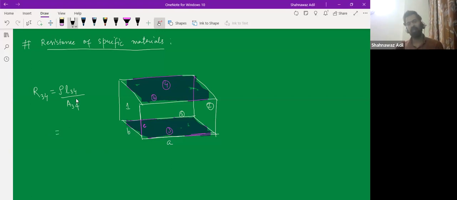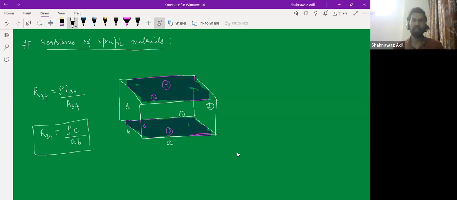So what would be the length between 3 and 4? What would be the length between the floor and the ceiling? C, absolutely correct. So this is C. And what would be the area of the floor? A into B. So that is the resistance between 3 and 4: rho C by AB.